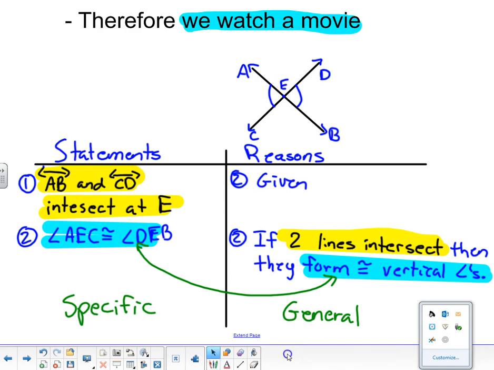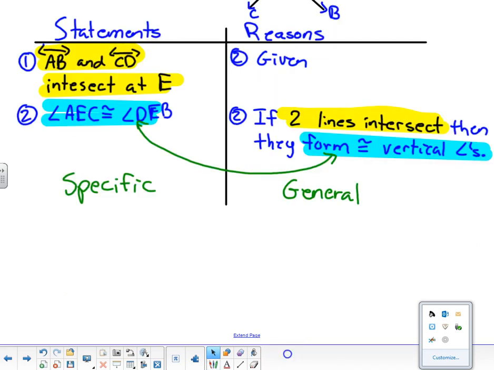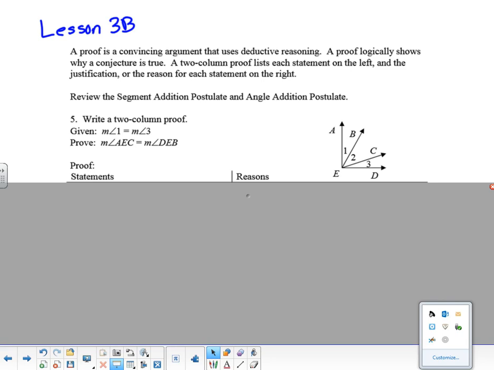So the last part of this is that with a proof, our statements are always going to be specific to the question, meaning the letters, the numbers, about whatever particular problem we're working on, but the reasons are always going to be general. So when we give a reason, we're just giving general definitions, theorems, or postulates. Okay, so little brief logic lesson. Let's go ahead back here and look at this.